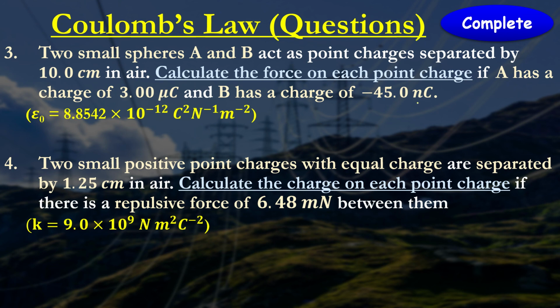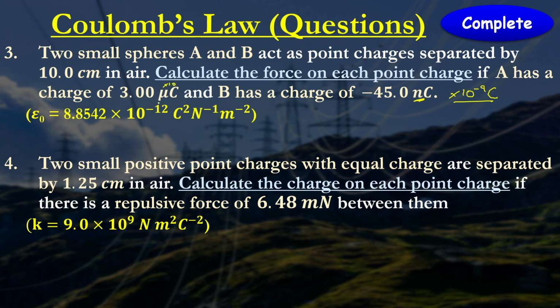Now what you have here is nanocoulombs. So nano is actually 10 to the power of -9 coulombs. Remember, when we're dealing with charged particles, they tend to be very small, and that's why they're never 1 coulomb. 1 coulomb is an incredibly large value.